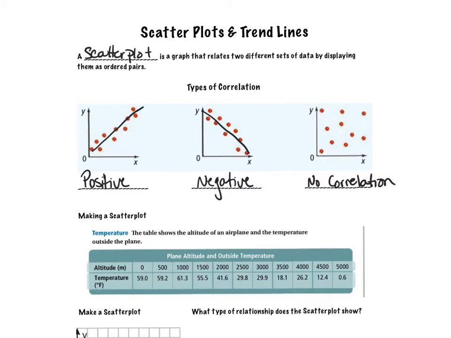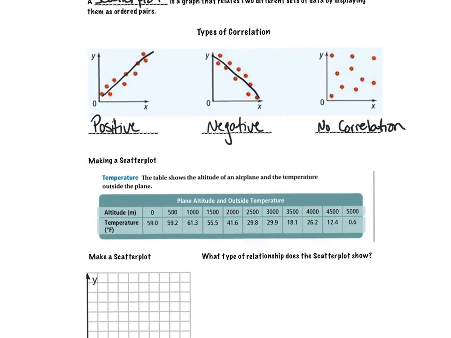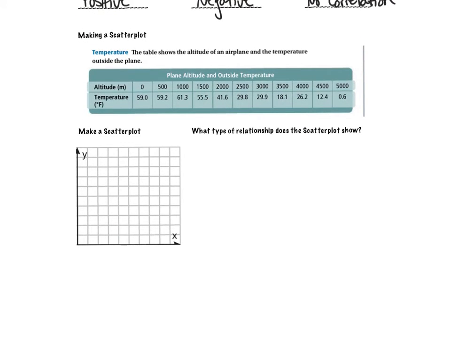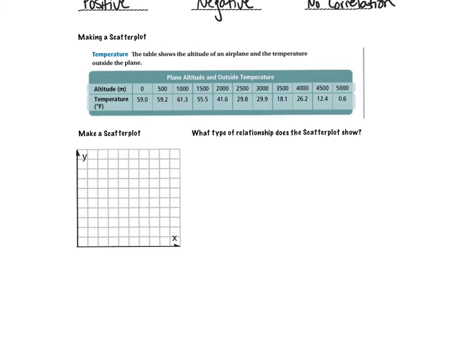Okay. So making a scatter plot is pretty straightforward, right? It's looking at, if I'm given my X and Y, how are they related? So I'm just graphing these, right? So X is going to be my altitude. And Y is going to be my temperature. So I start here at 0, and my altitudes go up to 5,000, right? So I look and say, what's going to be a good graph?